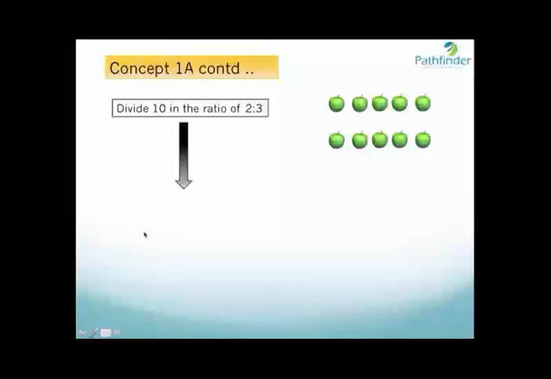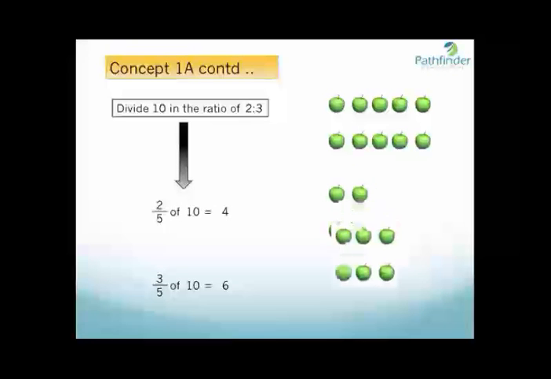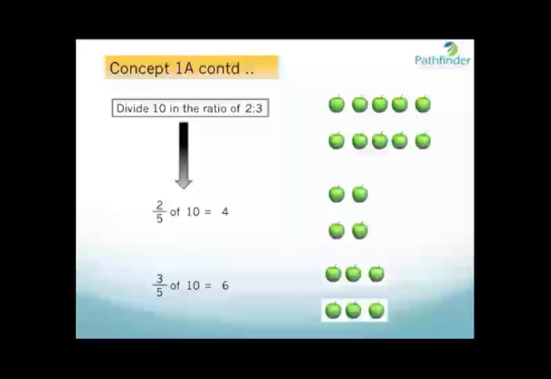So let us solve a very simple question based on whatever we have seen so far. Divide 10 in the ratio of 2:3. You can see there are 10 apples there. So we know that the first part is 2/5 of the total. So 2/5 of the total quantity 10 is equal to 4. 4 apples belong to the first part. The second part is 3/5 of the total, that is 3/5 of 10, which is equal to 6. And you see that 6 apples belong to the second part.